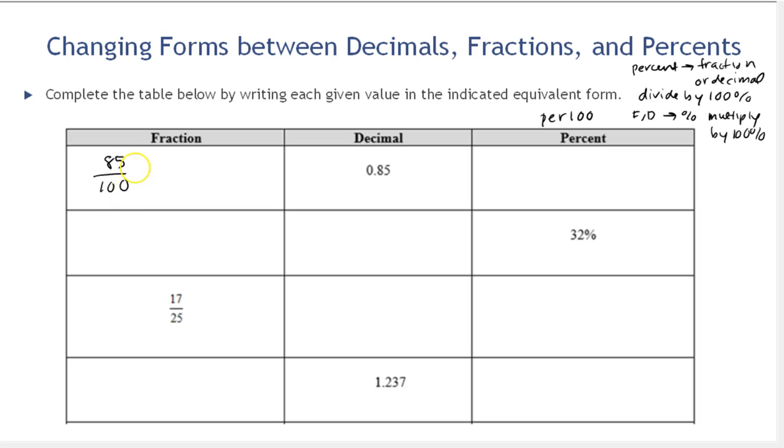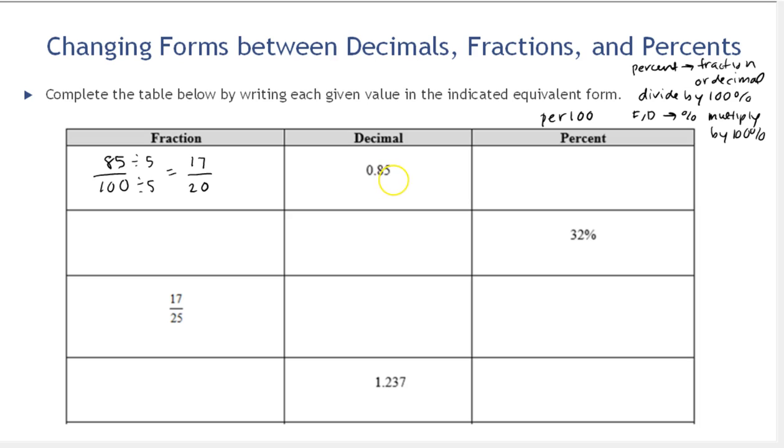In this case it's easy to simplify, so I'm going to simplify. Remember, 100's prime factors are only 2 and 5, and it's easy to tell whether something's divisible by 2 or 5. It's even or ends in a 5. So since this ends in a 5, I'm going to divide the top and the bottom by 5 to simplify this fraction. 5 goes into 85 17 times. 100 divided by 5 is 20. And you can do that division on your calculator if you need to.